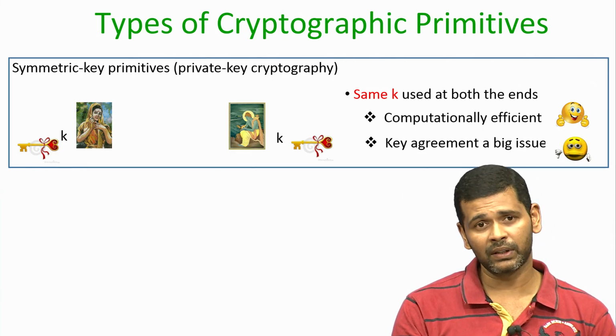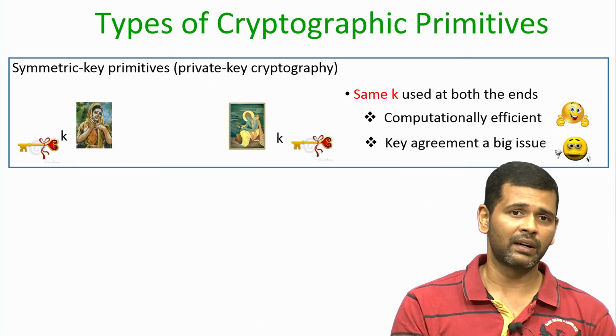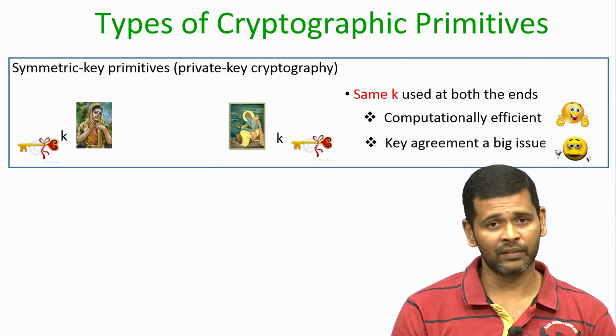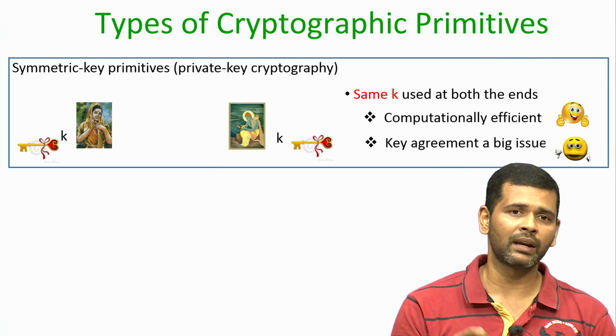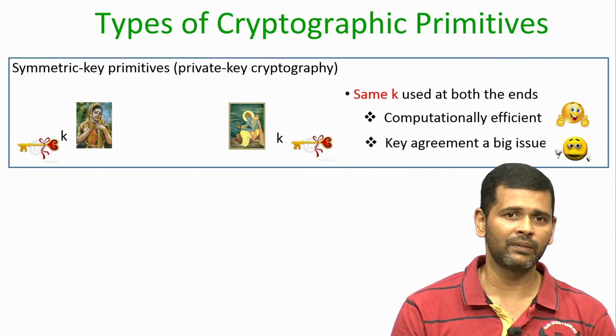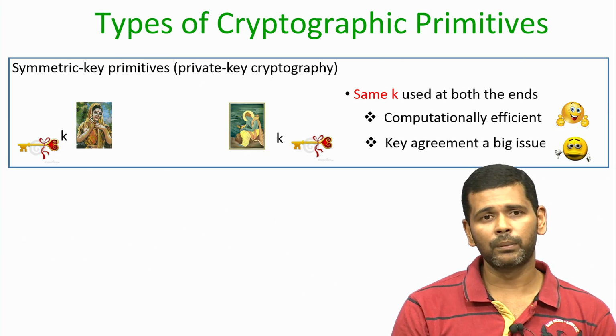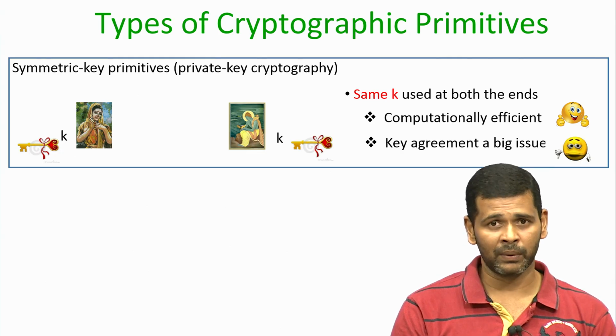Symmetric because it is symmetric in nature, the same key is used at both the sender's end as well as the receiver's end. And the name private key cryptography is because the key k, which is common to both the sender and the receiver, is going to be private; it will not be available in the public domain. Now, there are both pros and cons of these kinds of primitives.